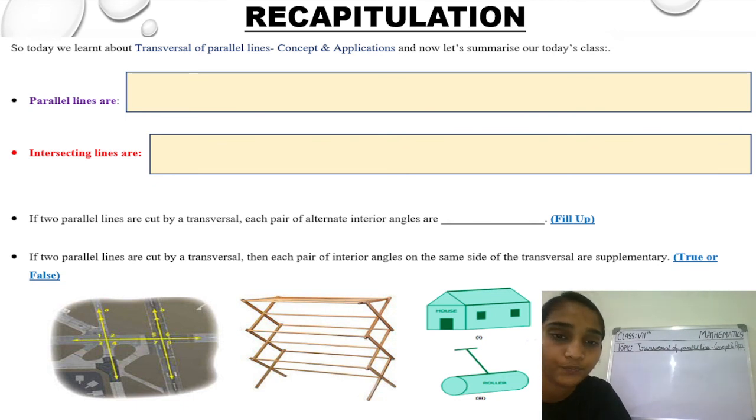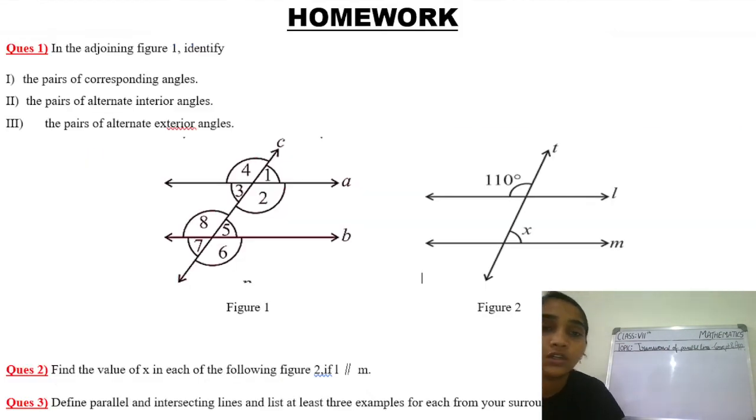It is true. Now students, it's time for the homework. In figure 1, and also in figure 2, you have to identify the pair of corresponding angles, the pair of alternate interior angles and alternate exterior angles. And question 2 says you have to find the value of x in the following figure if L is parallel to M. Then define parallel and intersecting lines, and list 3 examples from your daily life, from your surroundings, regarding parallel and intersecting lines, apart from what we have already discussed.